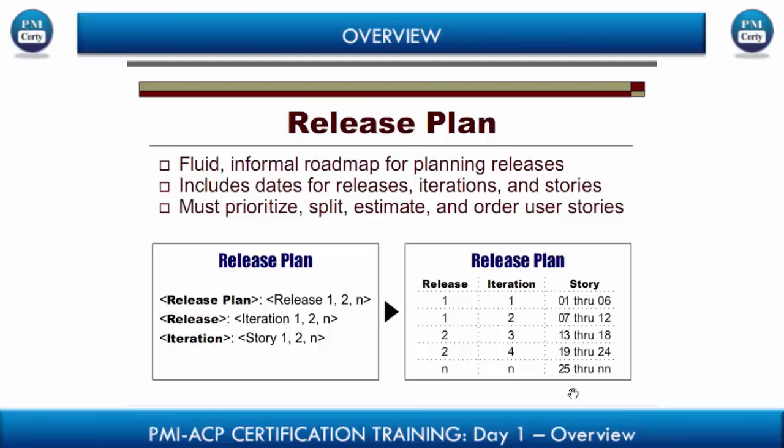Each of those releases will be broken up into iterations, or in the world of Scrum, sprints, and each of those iterations or sprints is broken further into individual sets of requirements, which in the Agile or Scrum world we call stories. Okay, so let's look at the right-hand part of this particular slide.